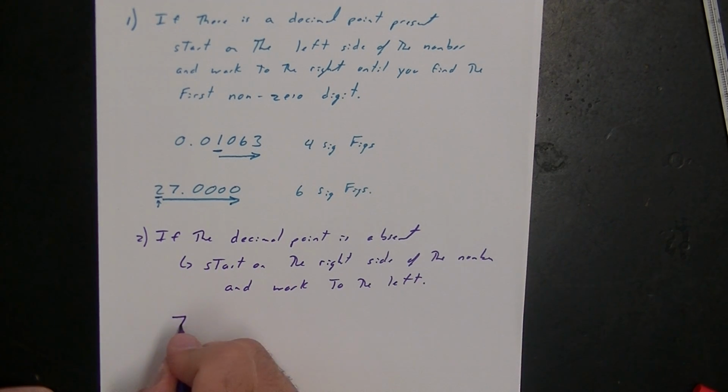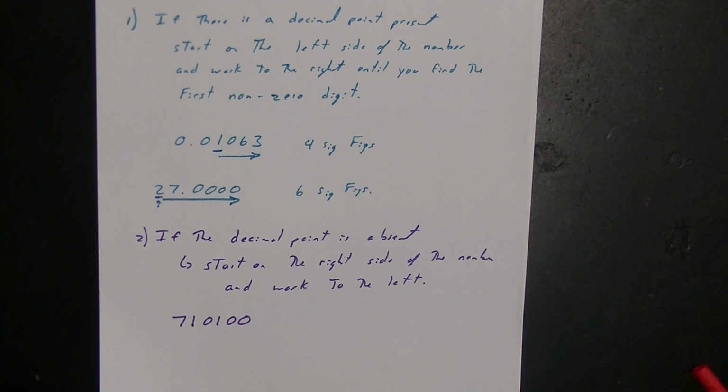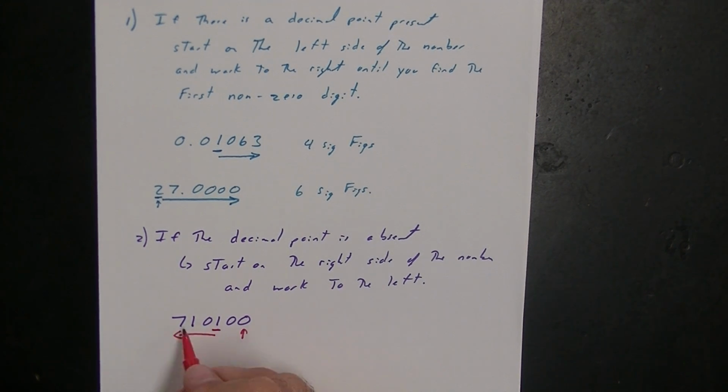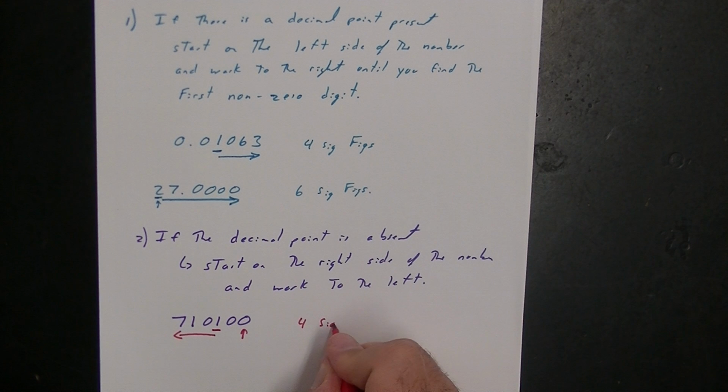So let's say that we have 7101100. Very first thing you ask yourself: is there a decimal point? In this case, the answer is no. So we're going to start on the right side of the number. Is this number some number other than 0? No, so it doesn't count. Is this number some number other than 0? No, it doesn't count. Is this number some number other than 0? And the answer is yes. So that means this number and everything in front of it counts. So this would have 4 sig figs.